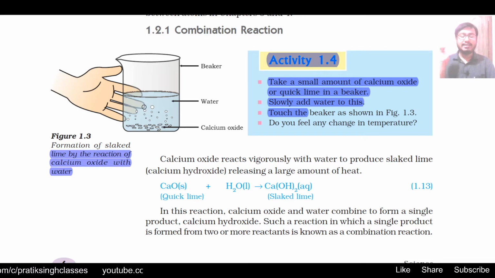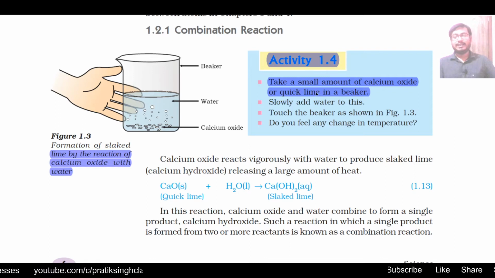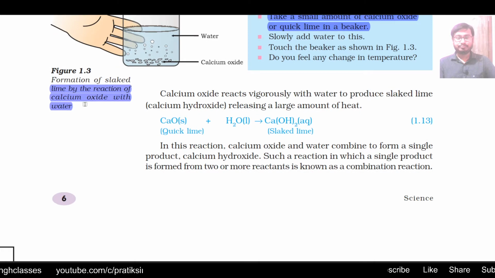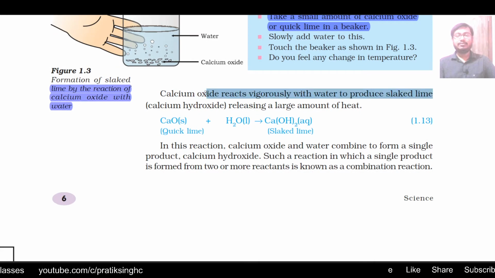That means heat is being released, and these types of reactions where heat is released are called exothermic reactions. Do you feel any change in temperature? Yes, the temperature here will become higher than the normal temperature of water, and this reaction is called an exothermic reaction. Here calcium oxide vigorously reacts with water and produces slaked lime.